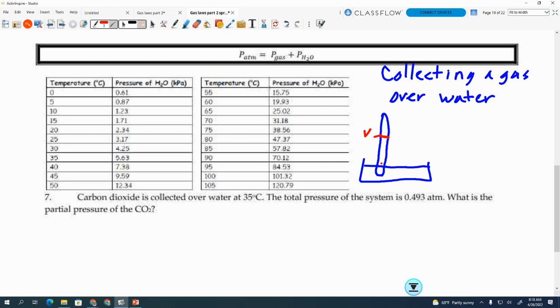So we have to use Dalton's law to do this. So looking at number 7, it says carbon dioxide is collected over water at 35 degrees Celsius. That's important for us to find out the pressure of water that water is going to apply. The total pressure of the system is 0.493 atmospheres. What is the pressure of the CO2? So when we're looking at this, there are 3 pieces of information that we have based off of this question.